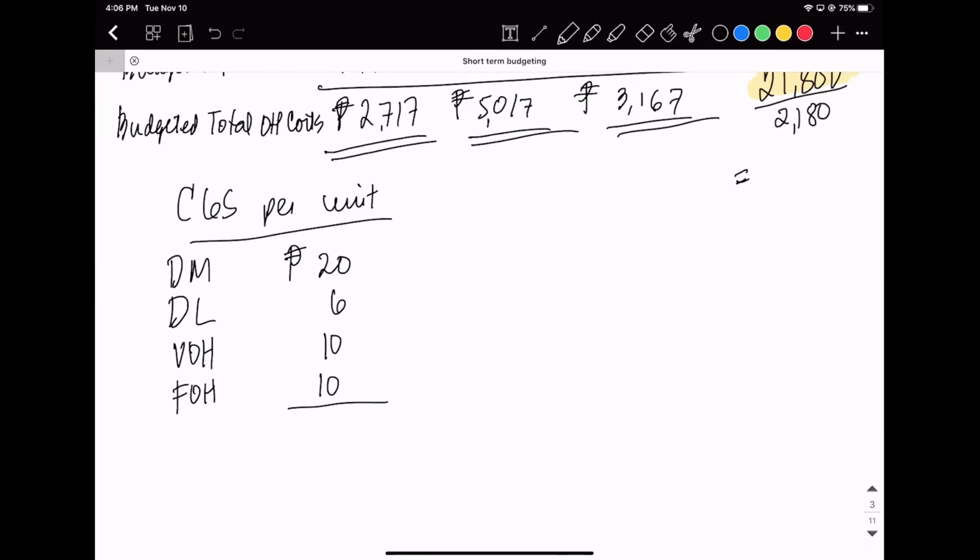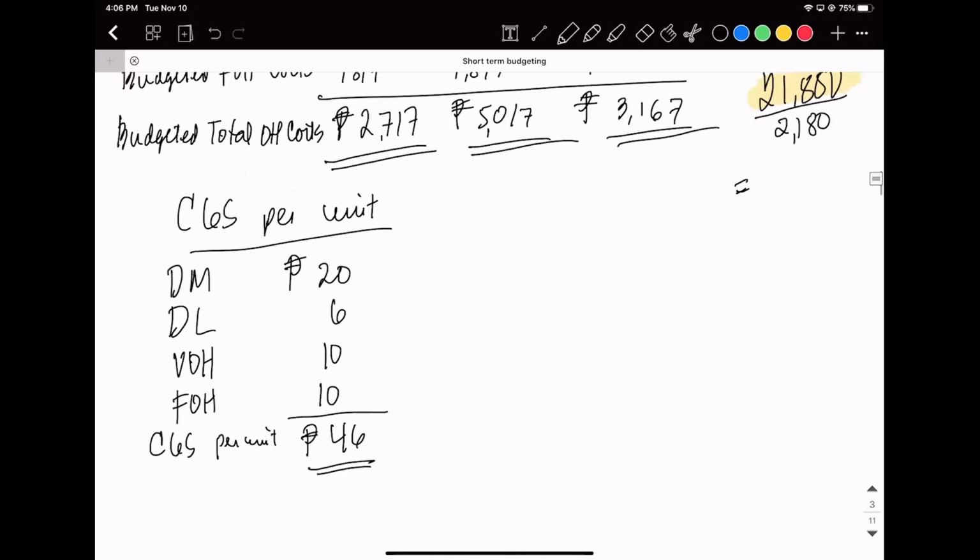In most cases, given naman, there are ways to compute pa rin. So this is your CGS per unit. Total CGS per unit, 46 pesos. From this, we can now prepare the cost of goods sold budget. So CGS na tayo, CGS budget.